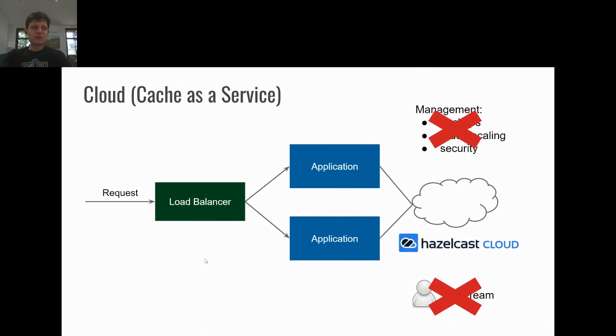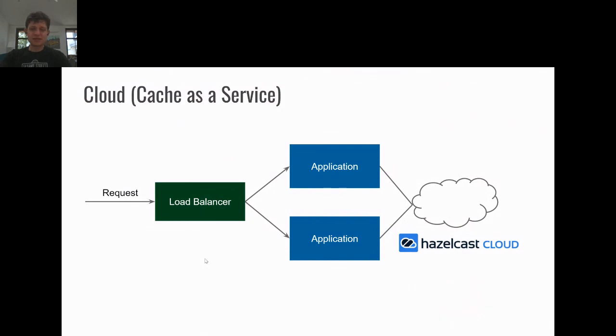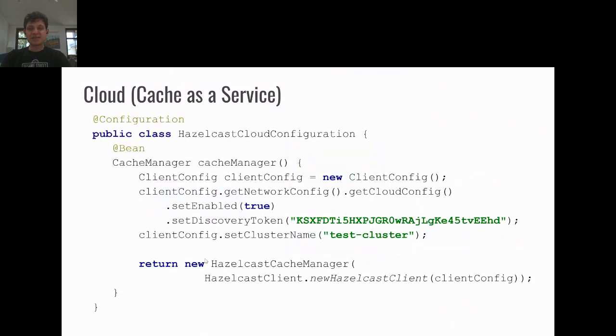So how does it look if you would like to configure this? In the case of Hazelcast Cloud, here is your client configuration. I'll show you in a second, but you need to set up your caching cluster in the cloud, then, using the Web Console or CLI, get the discovery token, put it into your configuration, and that's it.